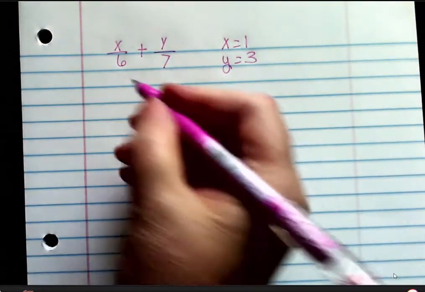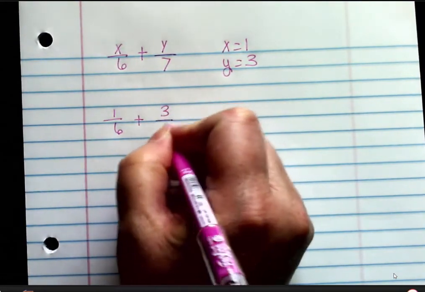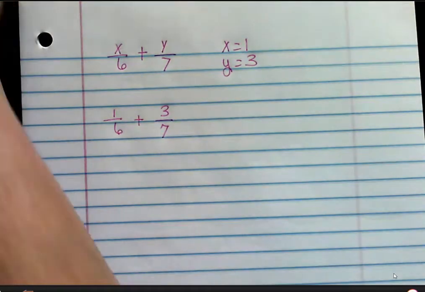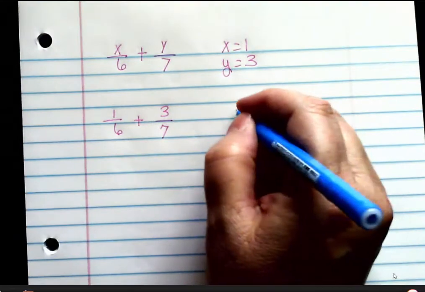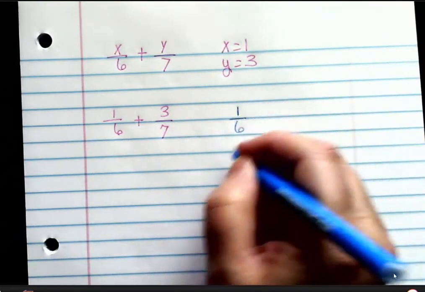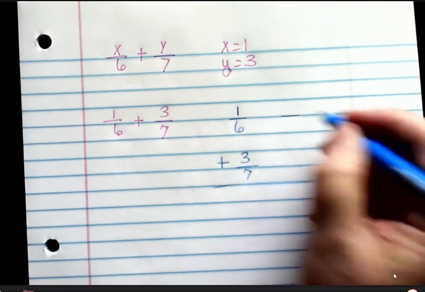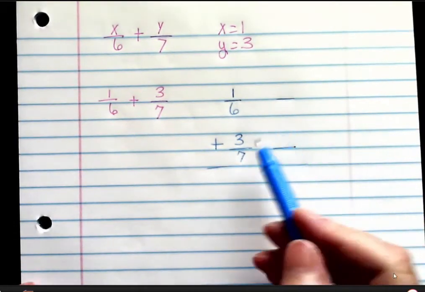So you would do 1 over 6 plus 3 over 7. Now remember, when you're adding fractions, and we talked about this in 1.1, you have to have a common denominator. So we've got 1/6 plus 3/7. I need a number that both 6 and 7 will go into.